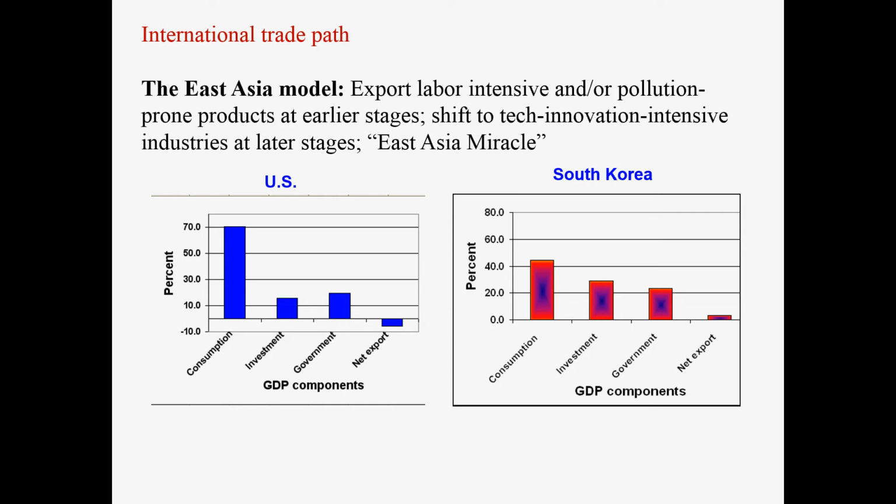Okay, so the World Bank labeled these countries as the East Asia miracle. Not just South Korea, you also have Singapore, Taiwan, and Hong Kong. These are the countries that are collectively called the East Asian tigers, and their economic success was hailed as the East Asia miracle by the World Bank.